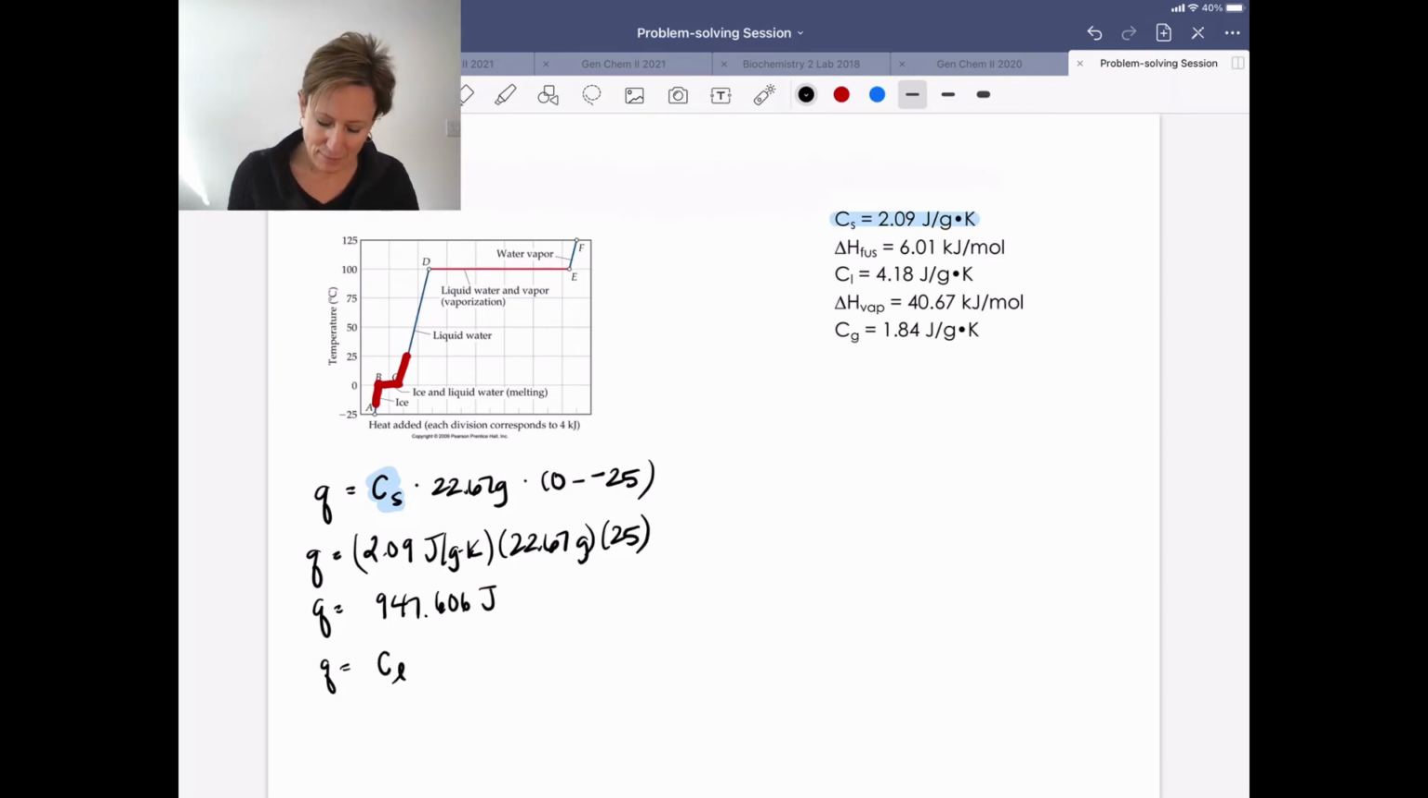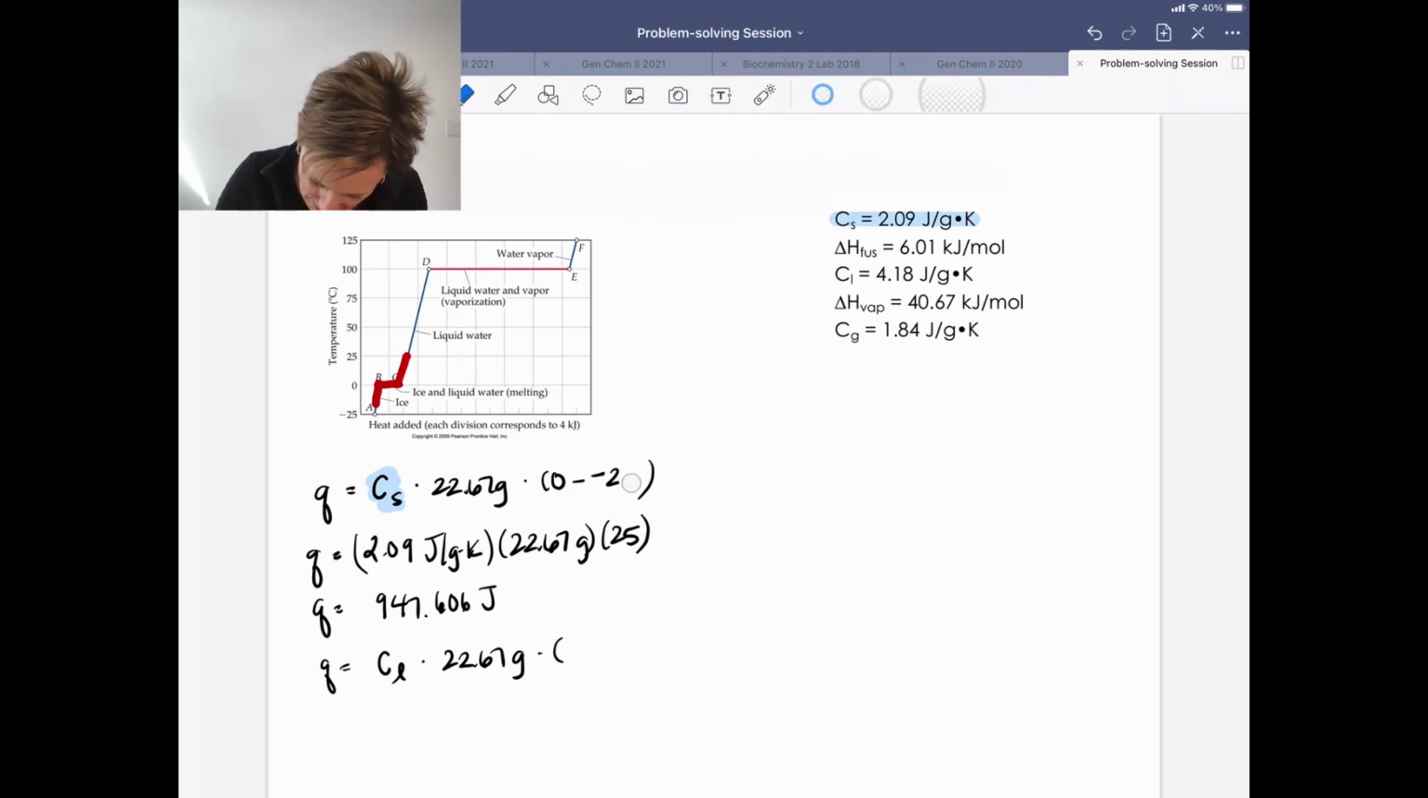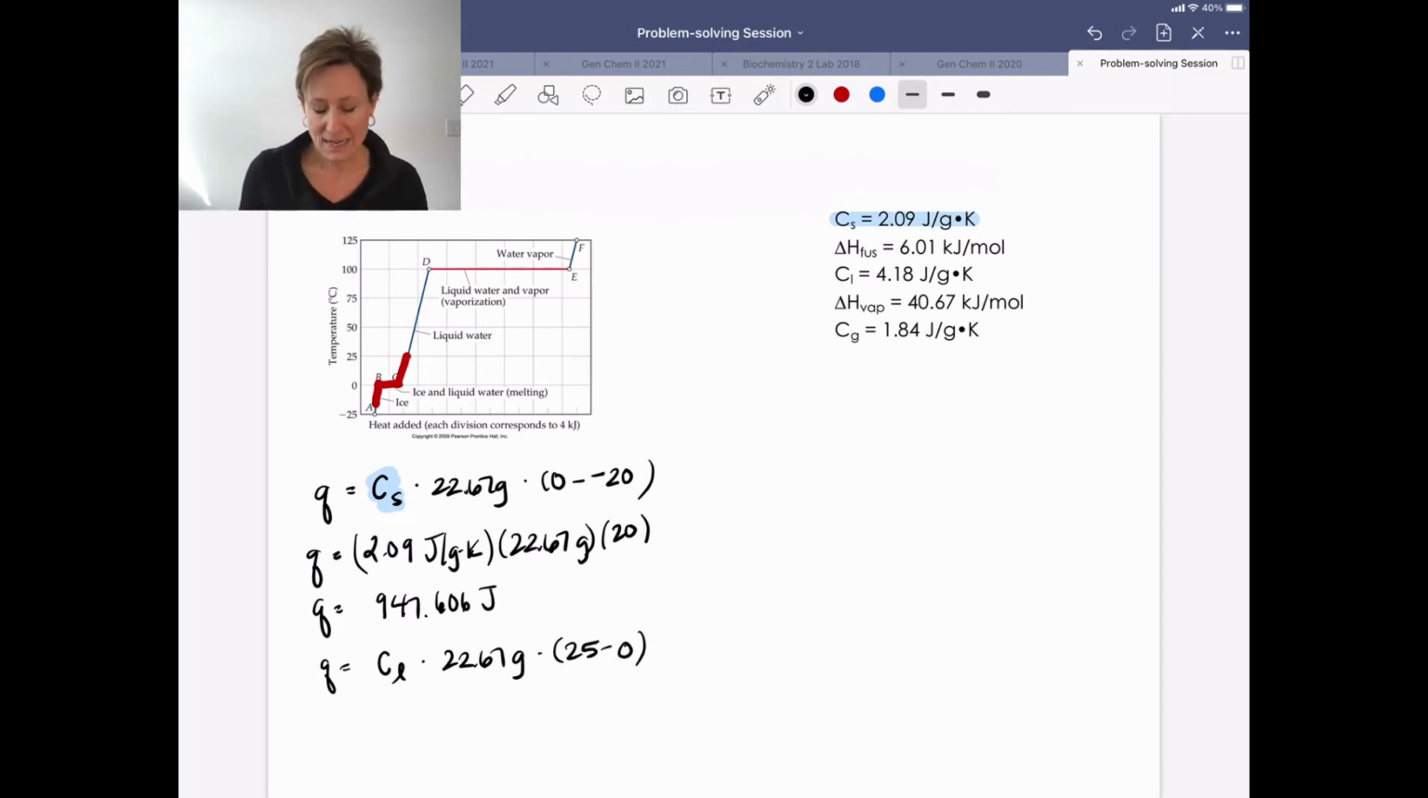I'm going to do a very similar kind of calculation for my liquid. So when I'm heating my liquid between 0 and 25 degrees, now I'm going to use C for my liquid, my specific heat capacity for liquid, times 22.67 grams. I'm not changing the amount that I have. And now my temperature final is going to be, oh, and look what I did here. I apologize. This needs to be, it was at minus 20. My math is right, but the number that I put in there is wrong. So now it's going to be 25 as my final minus 0.